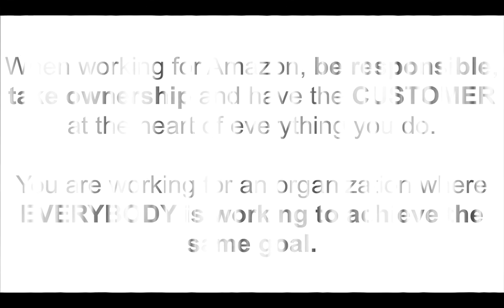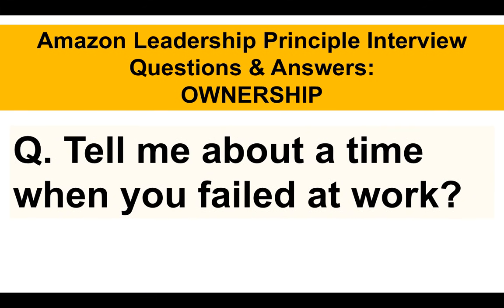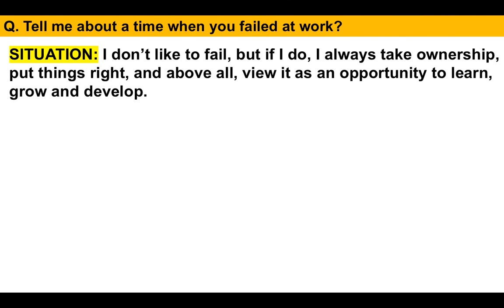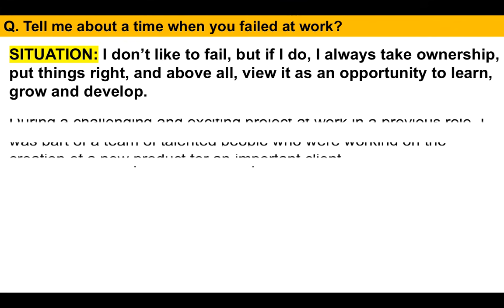Let's take a look at a sample answer for that question, which is, tell me about a time when you failed at work. This is a sample Amazon leadership principle interview question that is focused on taking ownership. Now, we all fail at work. Do not say during your answer to this interview question, I have never failed. We all fail, but it's how we deal with that situation. So, tell me about a time when you failed at work. Here we go. I don't like to fail, but if I do, I always take ownership. I put things right. And above all, I view it as an opportunity to learn, grow and develop.